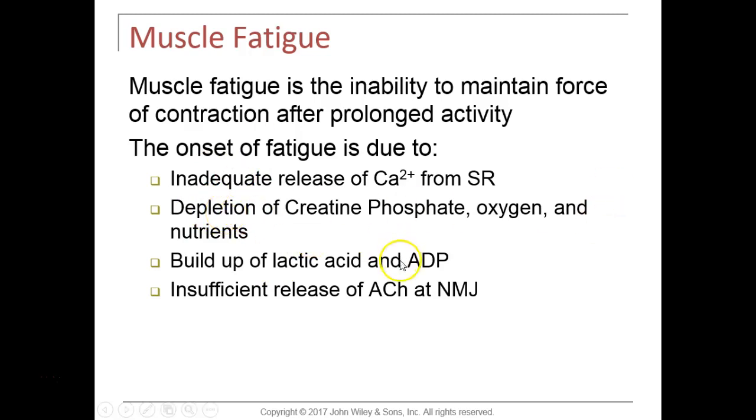And then we have a buildup of ADP. Obviously, we've been using our ATP, so we have too much ADP being built up. This is going to have to be reconverted back into ATP. And then the neurons start to have insufficient amounts of the neurotransmitter at the neuromuscular junction, acetylcholine. Our neurons have to regenerate these neurotransmitters. So if we're using our muscles over and over and over again, we're slowly depleting our neurotransmitter that activates muscle contraction.